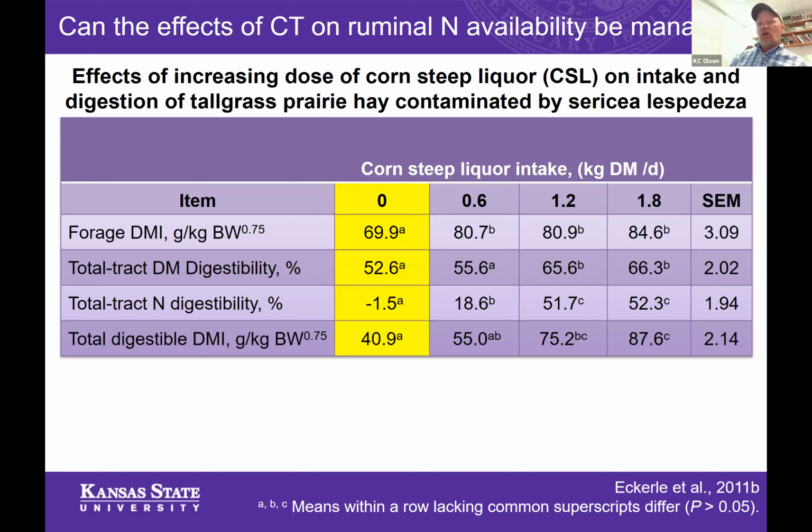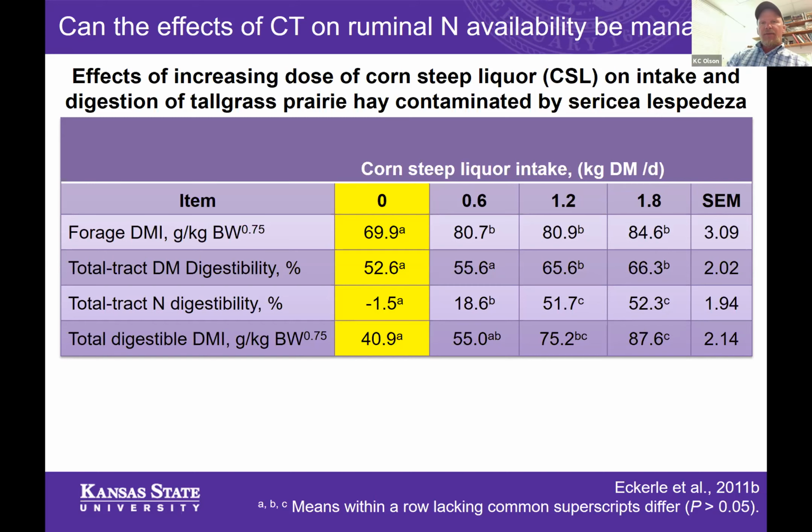At our first dose of corn steep liquor, again, about 3 pounds per head per day on an as-fed basis, we corrected the intake deficiency. And at the second two doses, at either 6 pounds or 9 pounds, we were able to correct the digestibility problems as well, including protein digestibility.